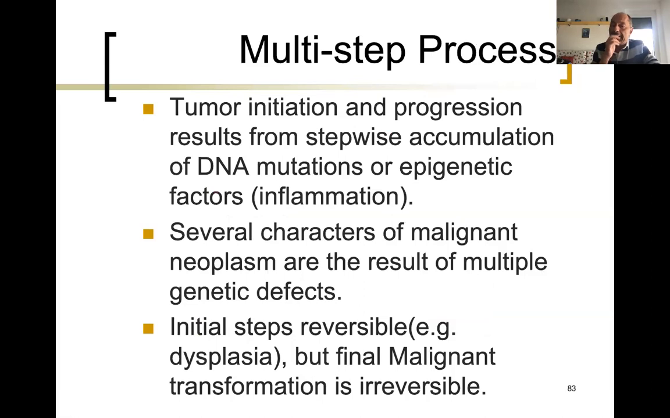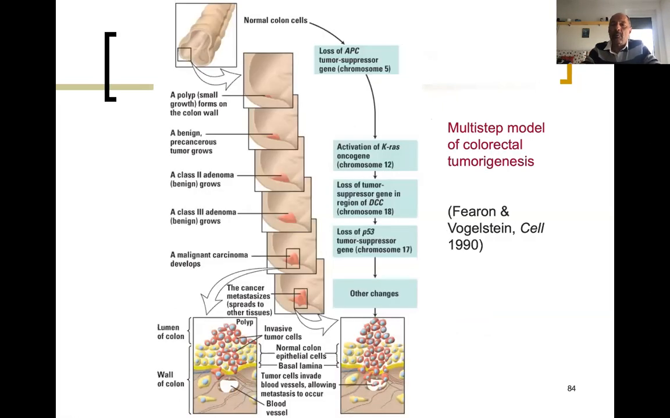I told you already that it is a multi-step process. And one of the best ways to see this multi-step process is an old paper that came out in Cell in 1990 by Fearon and Vogelstein. Vogelstein is still now one of the greatest experts in molecular biology of cancer. He described already at that time the multi-step model of colorectal tumorigenesis, making a parallel between histological changes in the colon and molecular changes in the colon.